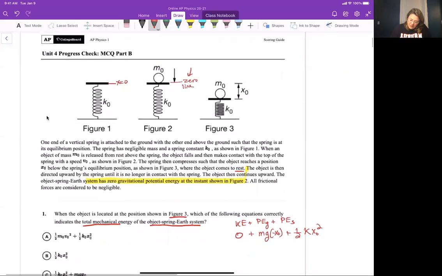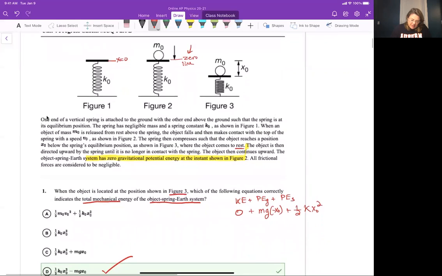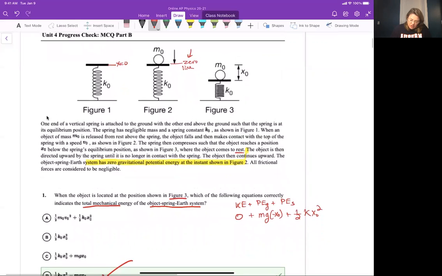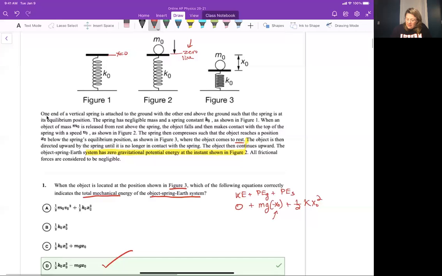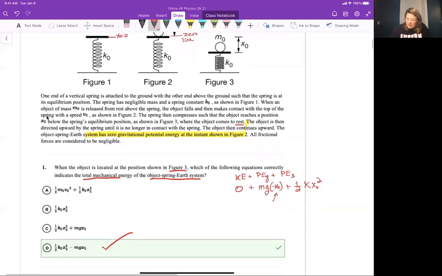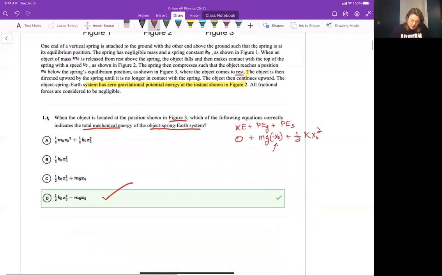which of the following equations correctly indicates the total mechanical energy of the object-spring-Earth system when it's at position 3. So kinetic energy is 0 because it had no velocity. Potential energy due to gravity was negative because I had gone below the 0 line, which they had defined. And I had a potential energy due to a spring that was proportional to x naught squared.